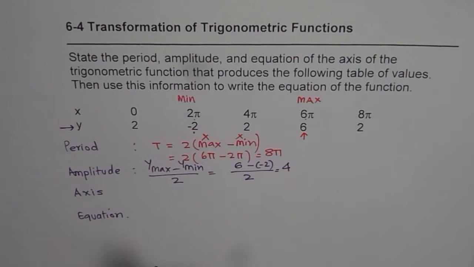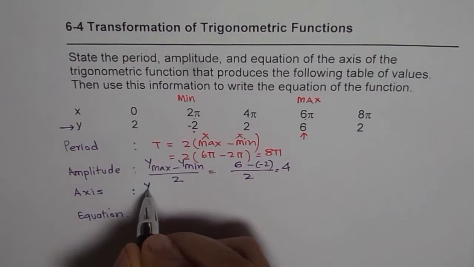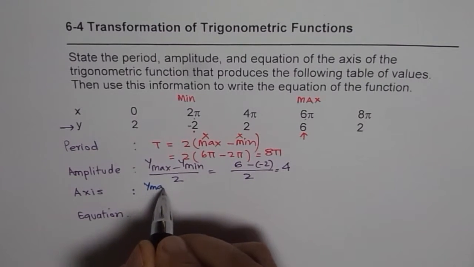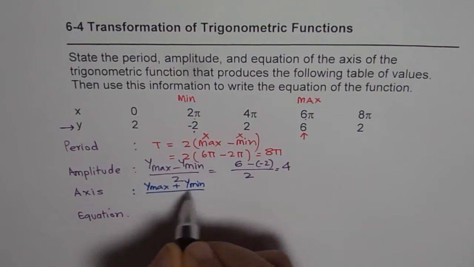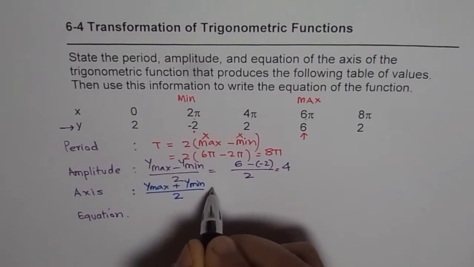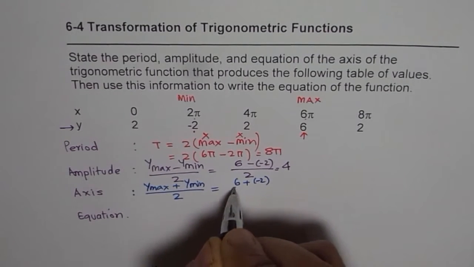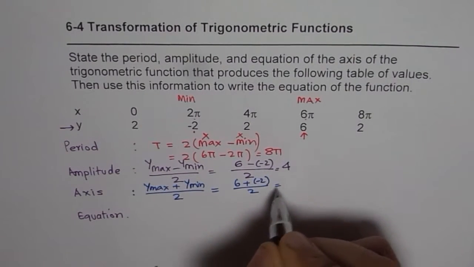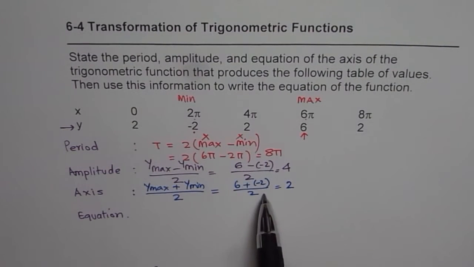Now let's see the axis. For the axis, we have to add the maximum and minimum y values. Axis is at the average value. So 6 plus minus 2, divided by 2. That is 4 divided by 2, which is 2 for us. So we get the axis. Now after finding all these things, we need to find the equation.